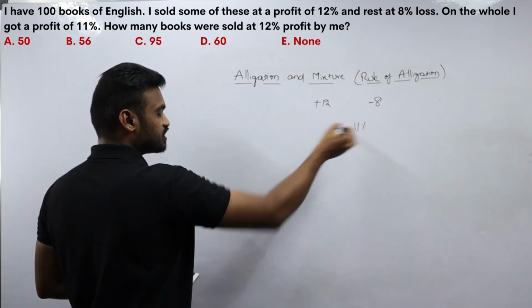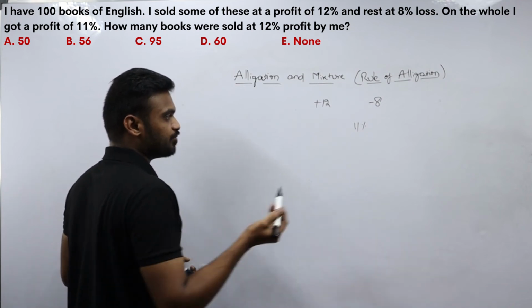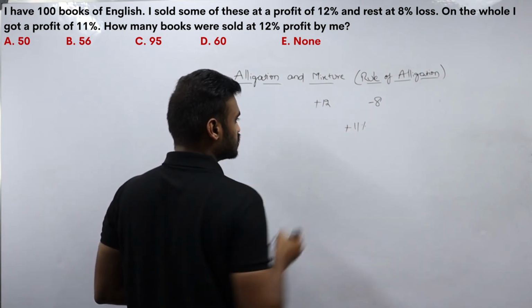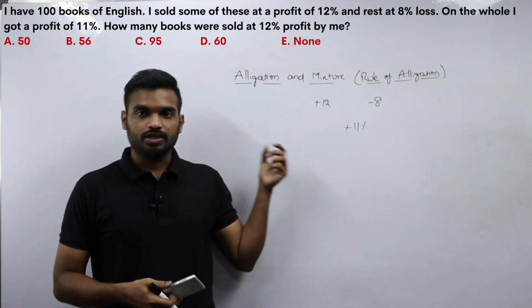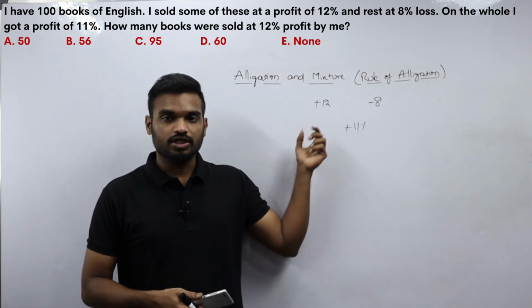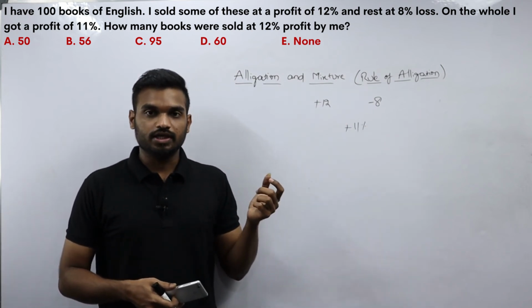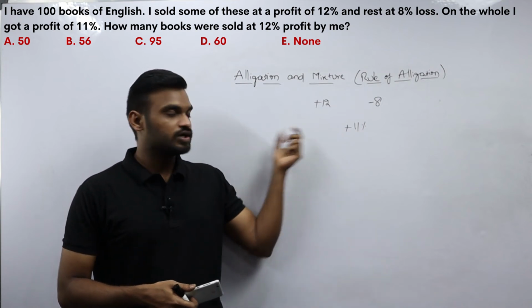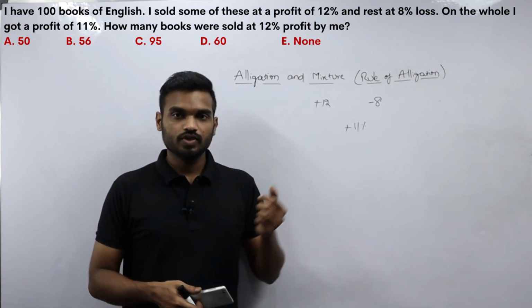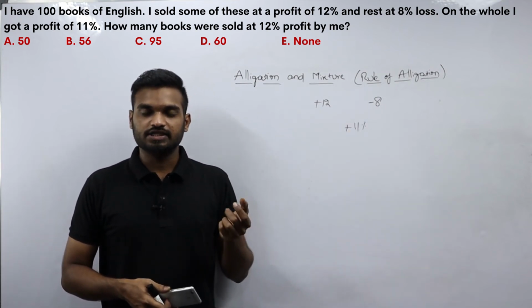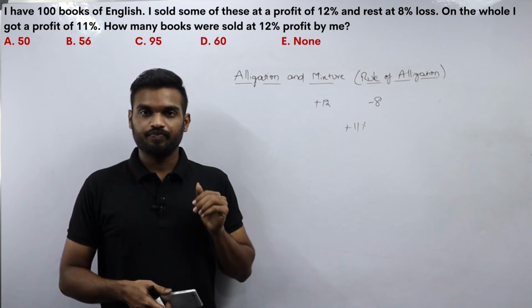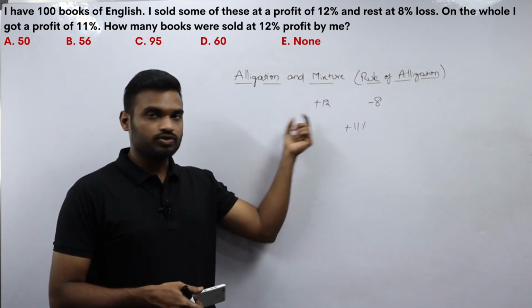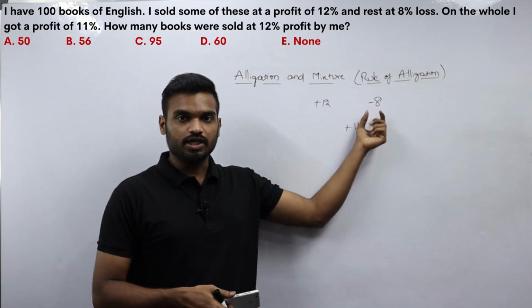So 11% profit in the sense it is increasing all the money by 11%. So I am giving a positive sign to this 11% profit. Okay, see here, whenever you come across profits and losses in the rule of alligation, always remember to give a positive sign to the profit and a negative sign to the loss. Because profit in the sense it is increasing the money, and loss in the sense it is decreasing the money. That's the reason give a positive sign to the profit and a negative sign to the loss.